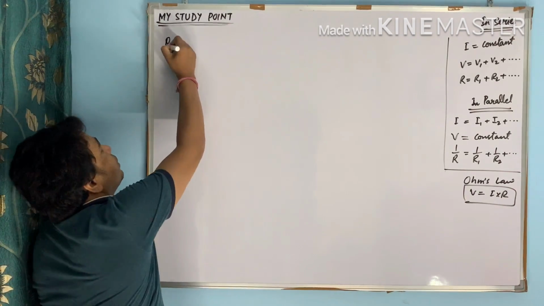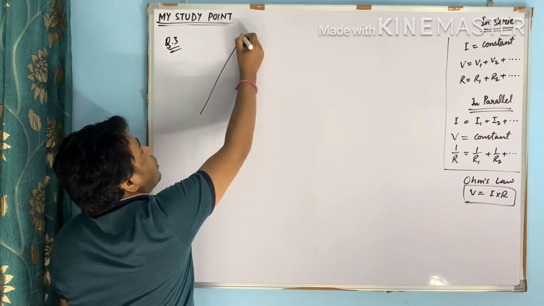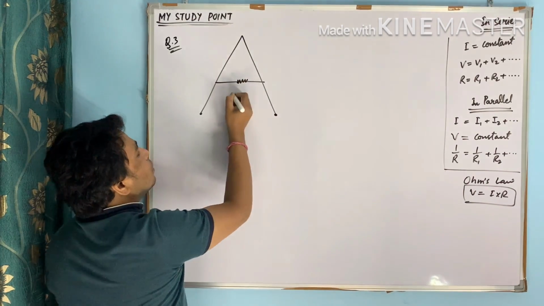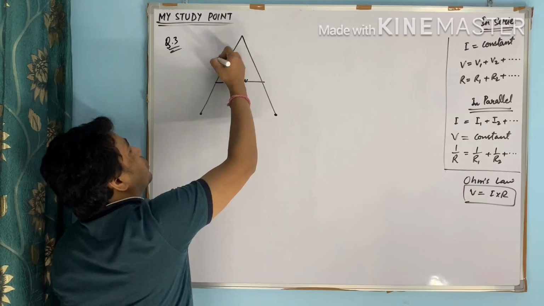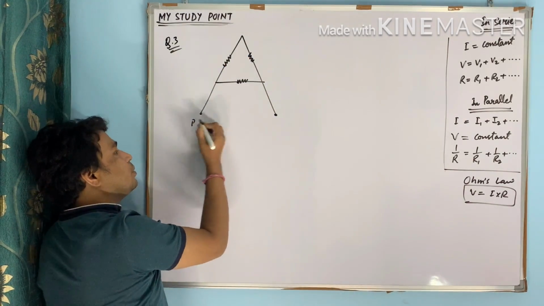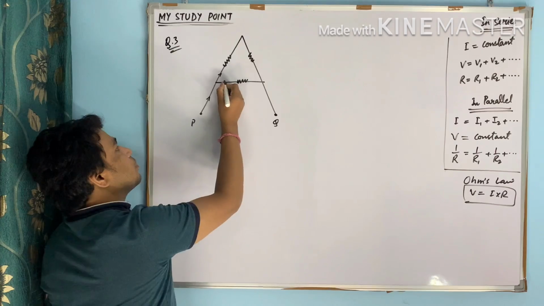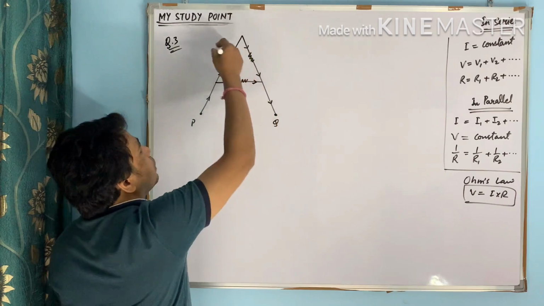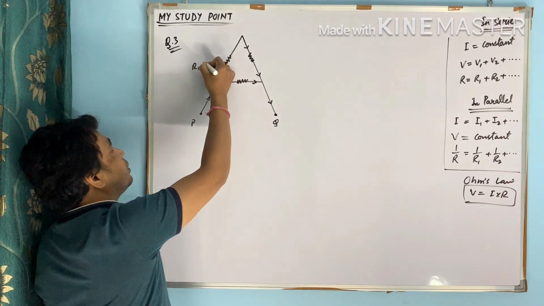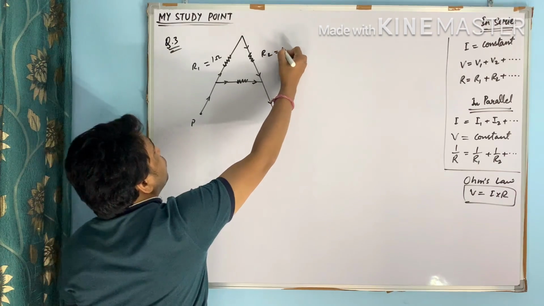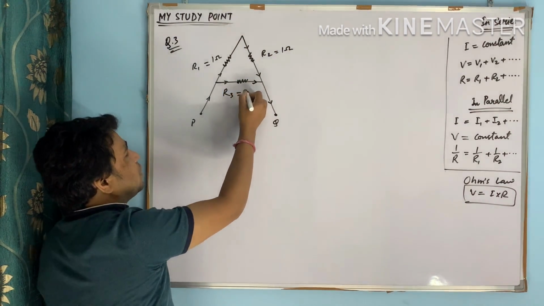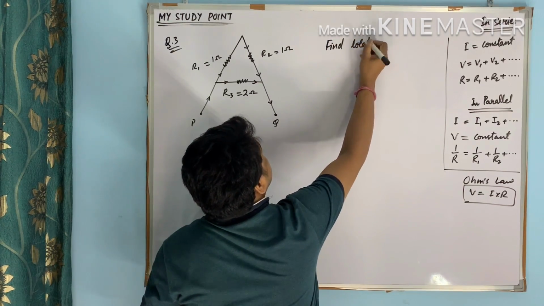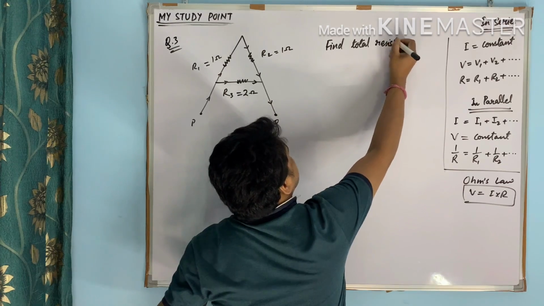The next question, question number 3, a very simple one. First one, R1 is 1 ohm, R2 is 1 ohm, and R3 is 2 ohm. Find the total resistance.